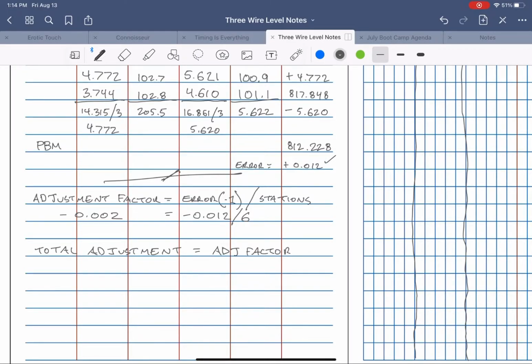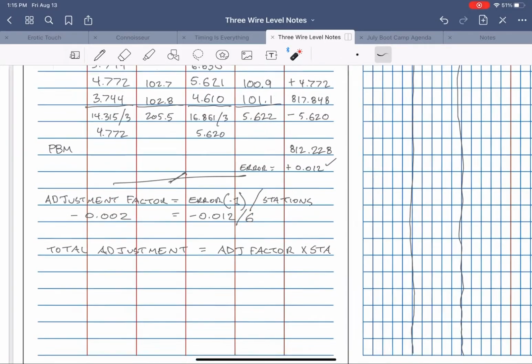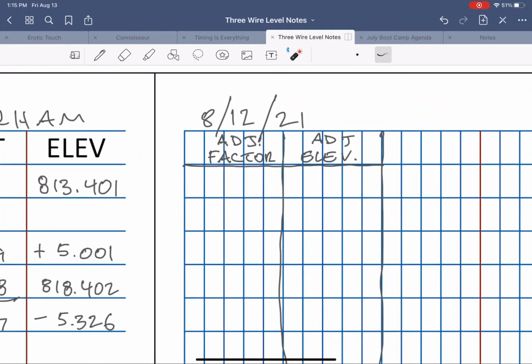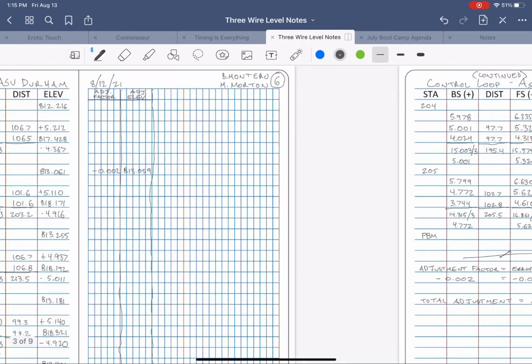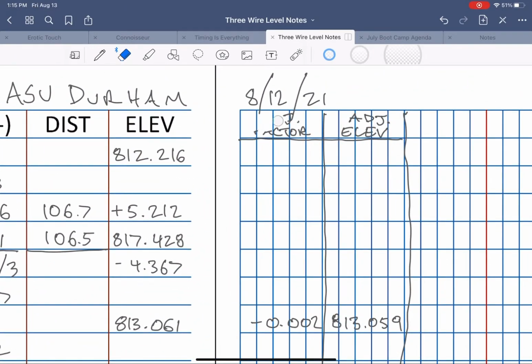Along with understanding our adjustment factor, we're going to need to understand what our total adjustment will be for each point. That would be our adjustment factor times the current station. Our adjustment factor was -0.002, and we've got 6 stations. All right, that never happened. A total adjustment column, instead of adjustment factor, is going to suit our needs so much better. You'll see why in a moment.